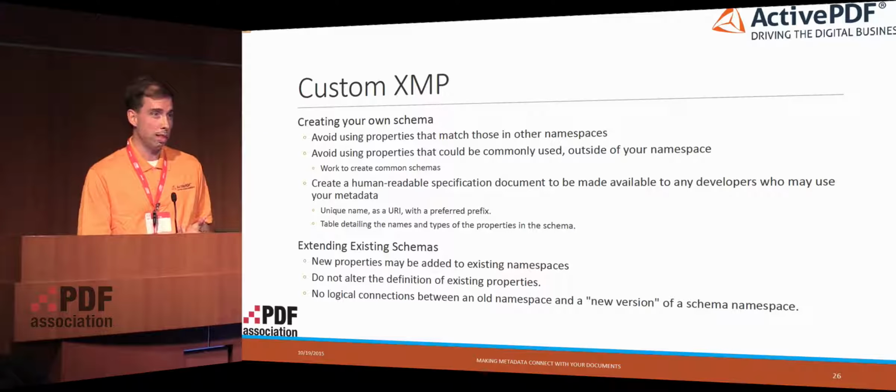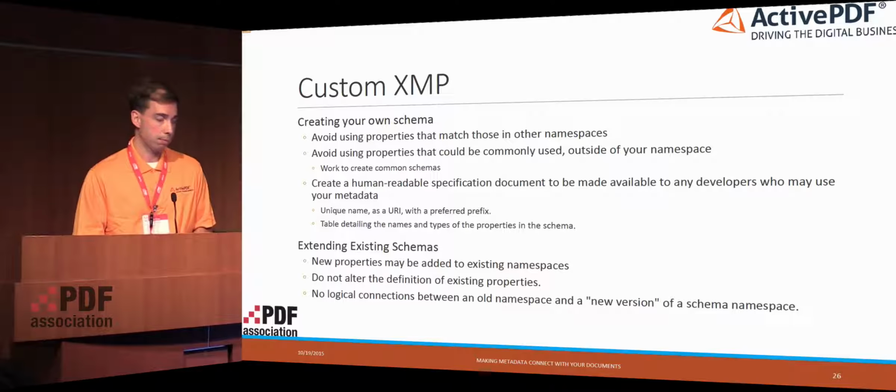If you're going to create a property that you think might be used by multiple people for multiple different reasons, then look into creating a common namespace that can be shared among anybody who's interested. Now, aside from those caveats, all we need to do when we're going to create our own is create a human-readable spec document that outlines our namespace. That way we can deliver that to any developers who would want to use our namespace in their own metadata. What does that spec have? We have a unique name, we have a URI, we specify a preferred prefix, and then we have a table that outlines the names and values and types.